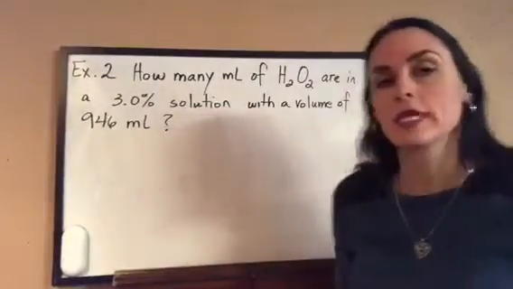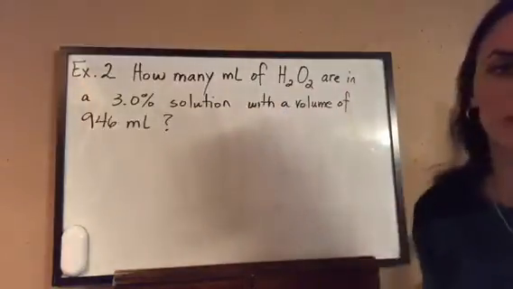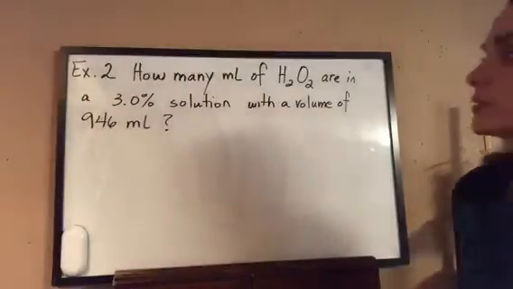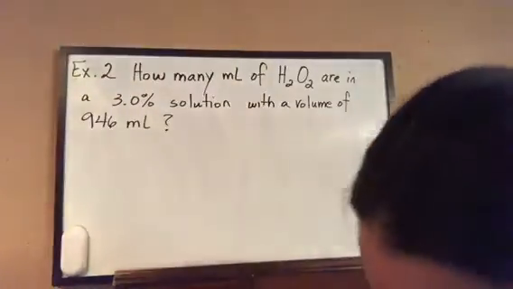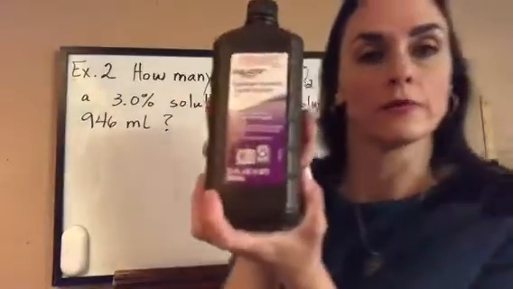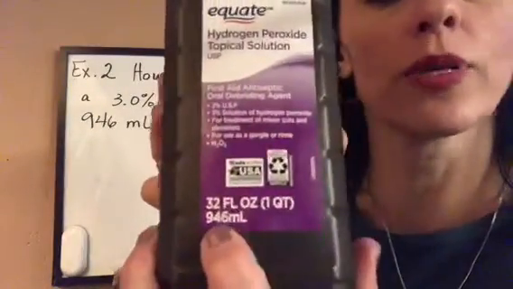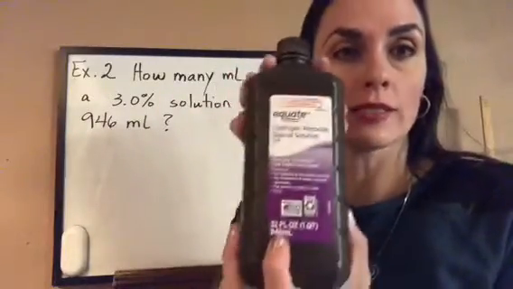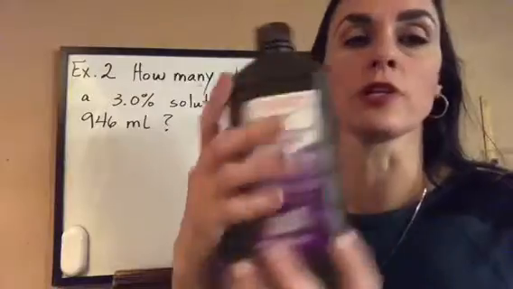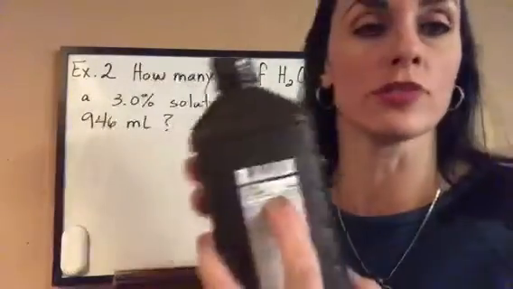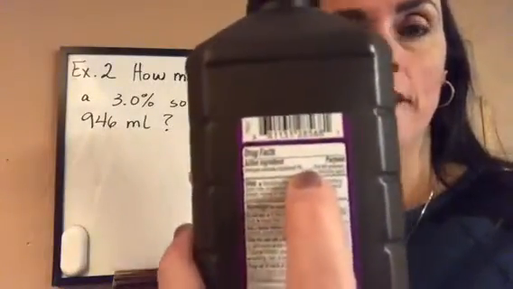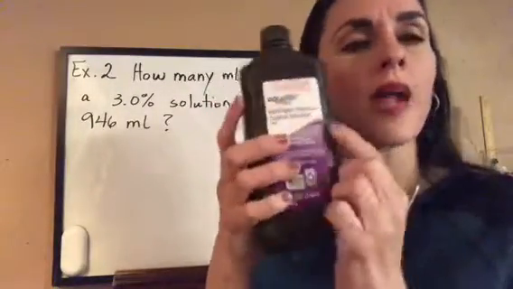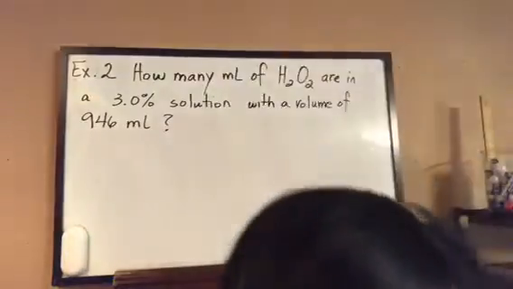Example 2. How many milliliters of hydrogen peroxide are in a 3% solution with a volume of 946 milliliters? Basically, right here, 946 milliliters is the volume of this hydrogen peroxide solution. We know that it's a 3% solution, when we look on the back there. Well, how much of this is actually hydrogen peroxide? It's mainly water. How much of it is actually hydrogen peroxide? Let's calculate that.